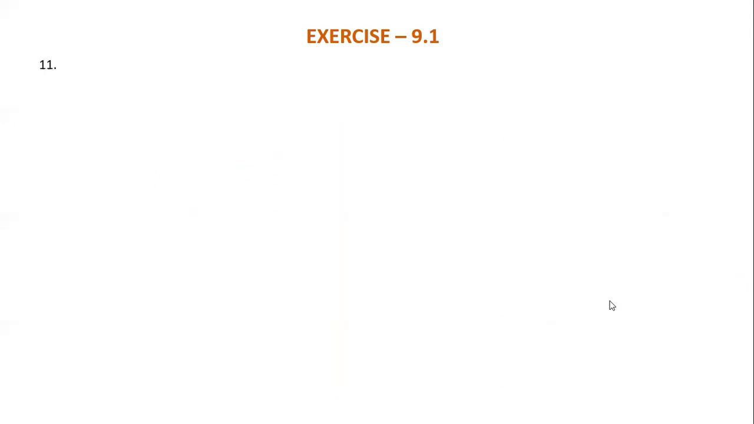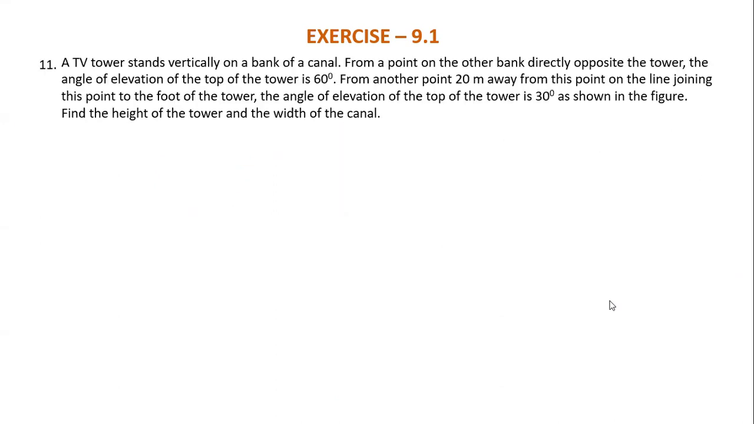Question 11. A tower stands vertically on the bank of a canal. From a point on the other bank directly opposite the tower, the angle of elevation of the top of the tower is 60 degrees. From another point 20 meters away from this point, on the line joining this point to the foot of the tower, the angle of elevation of the top of the tower is 30 degrees, as shown in the figure. Find the height of the tower and the width of the canal.